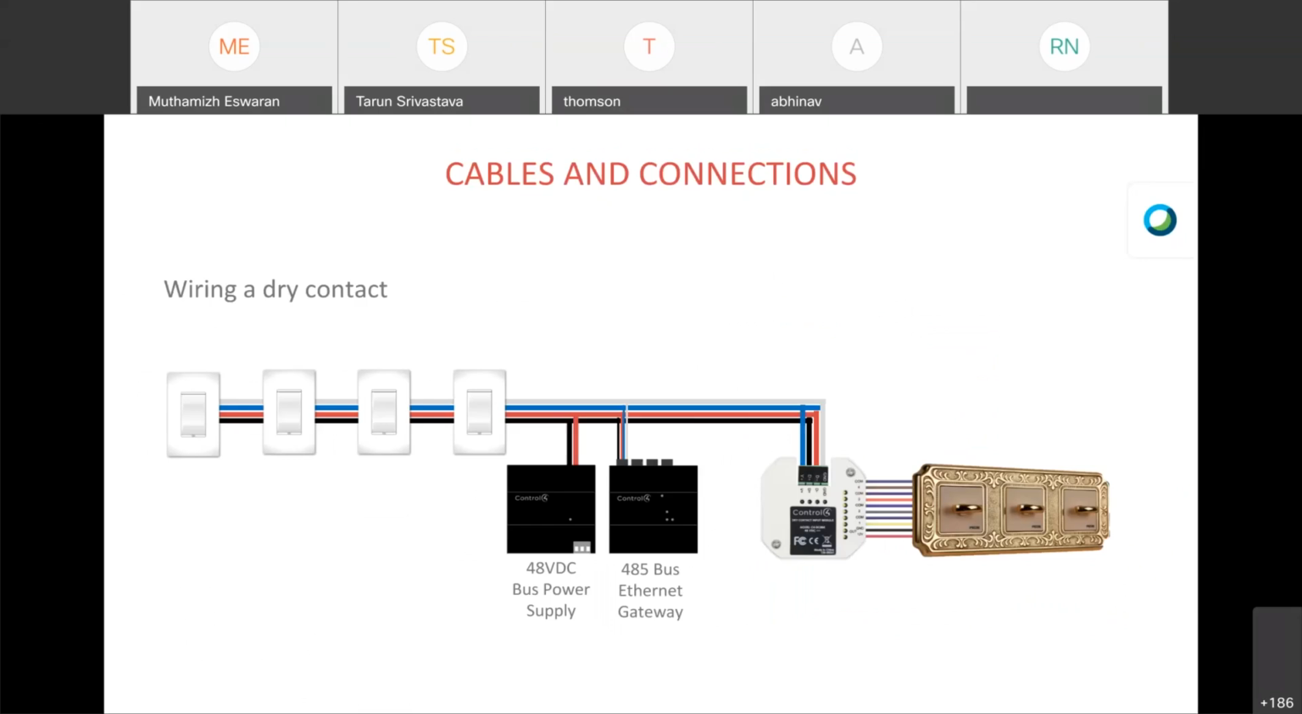So this is what your communication connection will be: the bus Ethernet gateway, then your wired keypad, and of course your DCAM module, which means the input module. The input module will also get connected to your bus Ethernet gateway.